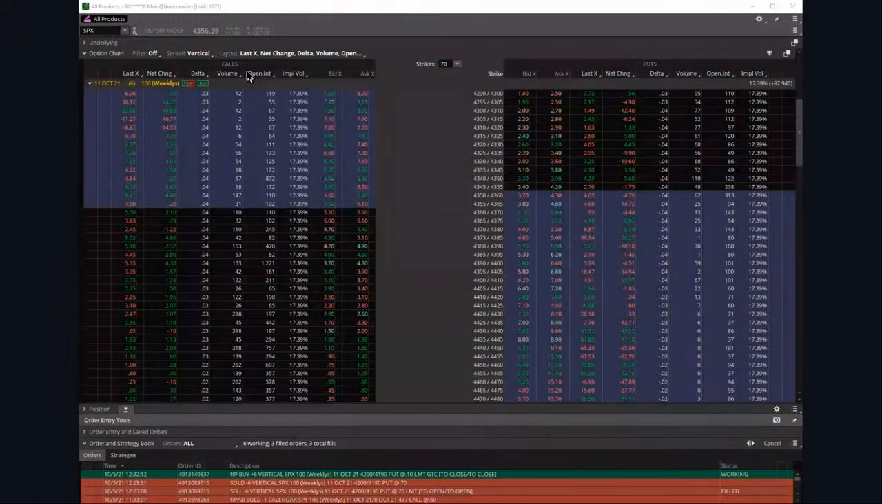Okay. So now I'm looking at 44.70. This is a 6 delta. Okay. On the short leg, I'm looking at 44.70, 44.80. Right. So let's go back to the chart.